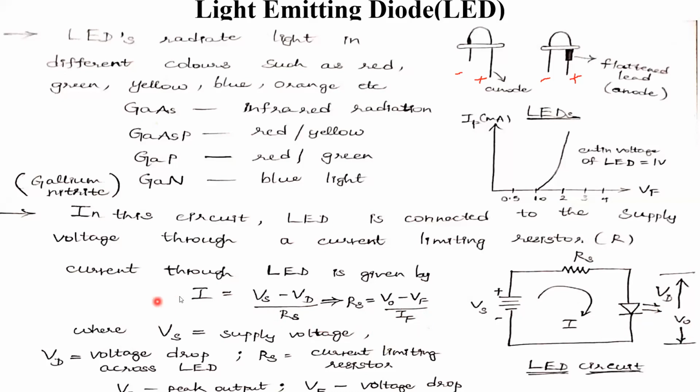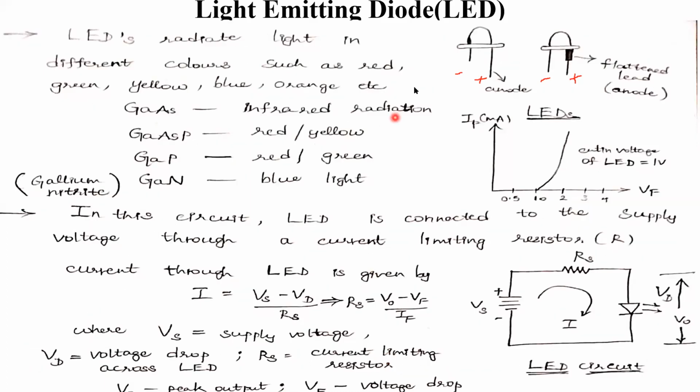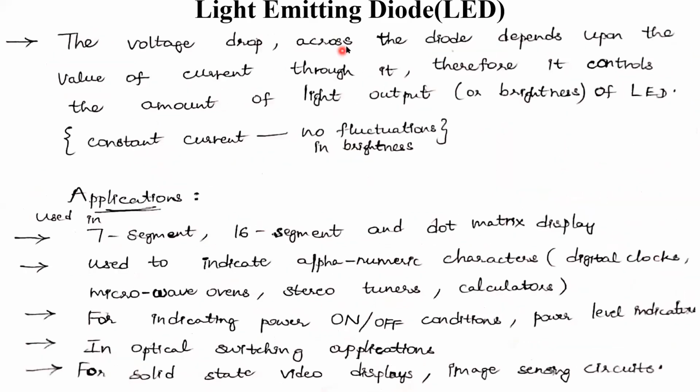I can also write this equation in this format here, where Vs is the supply voltage, Vd is the voltage drop across the LED, Rs is the current limiting resistor, Vp is the peak output voltage, and Vf is the voltage drop across the diode. These are the parameters you can come across here. And we will move on to the voltage drop.